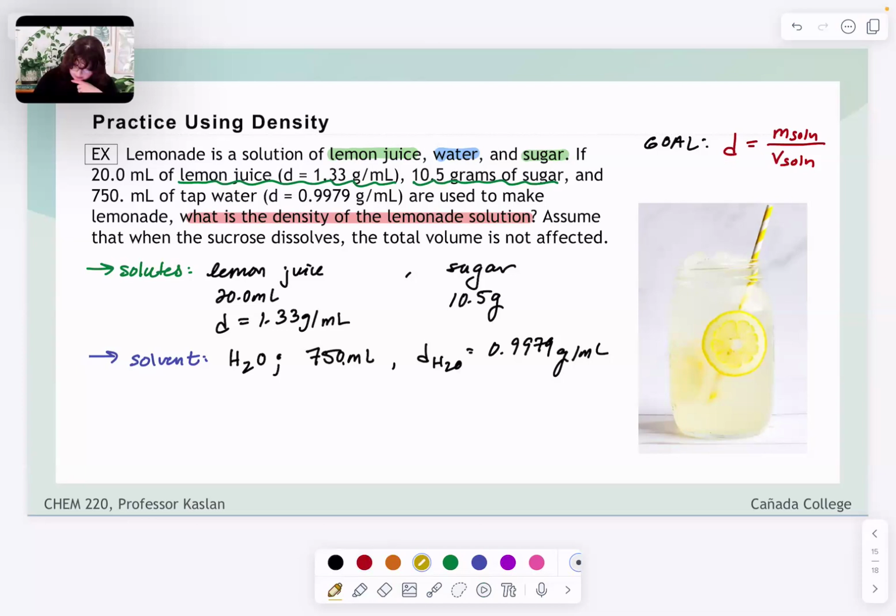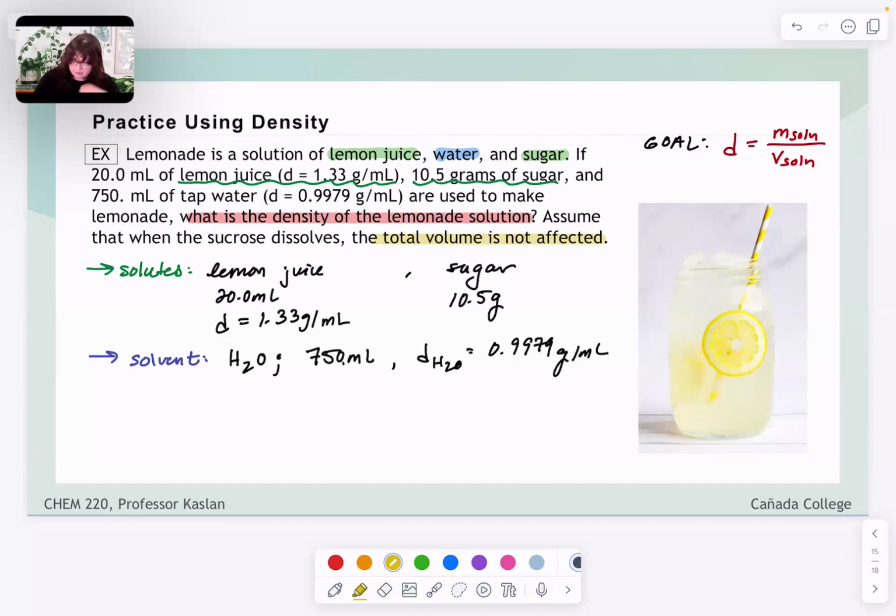Okay, let's pay attention to this little note that comes after our goal. So what is the density of the lemonade solution? Assume that when the sucrose dissolves, the total volume is not affected. So kind of a similar assumption that we made when we were looking at the concentration of a sucrose solution in our molarity concentration calculation, right? We assumed that the total volume of solution was equal to the volume of water. Here, we need to just ensure that we're thinking about the total volume of everything.